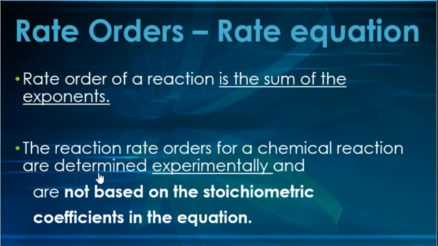So the rate order of the equation, this is the most fun right here because guess what? All we have to do is add. All right? So I have this underlined. The rate order of a reaction is the sum of the exponents. The reaction rate orders for a chemical reaction are determined, this is underlined, experimentally, and they are not based on the stoichiometric coefficients of the equation. I believe those are blanks at the bottom, yes? So fill those in.